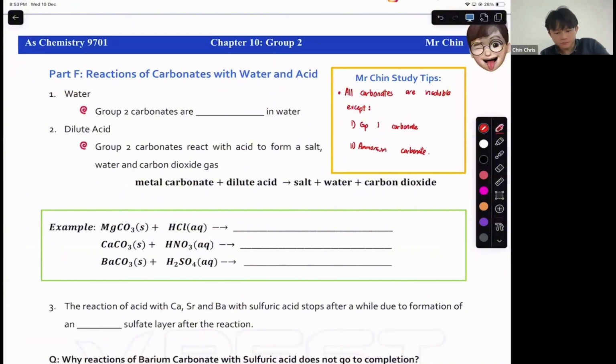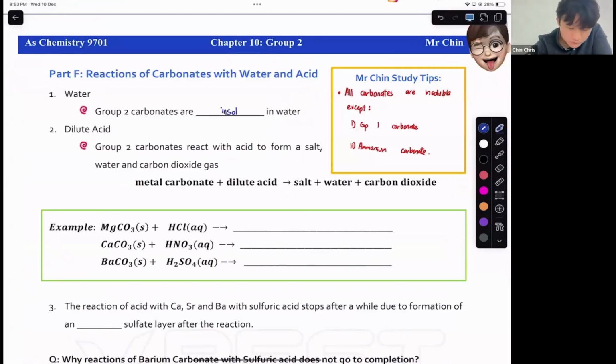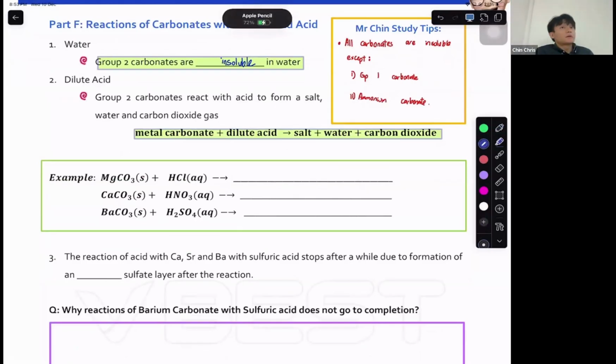Alright guys, let's go. So first one, let's say if I take a group 2 carbonate, if I throw it into water, will they react or will they dissolve? No, there's no reaction. So group 2 carbonates do not dissolve, they are insoluble in water. But guys, if you throw it into acid, yes, they will have a reaction. So you will get a salt, water, and carbon dioxide. Clear?